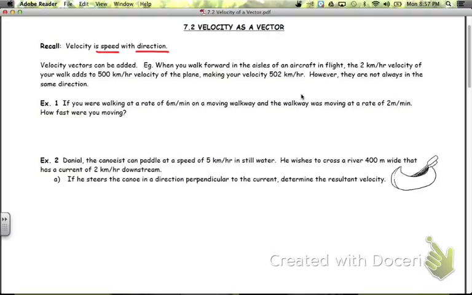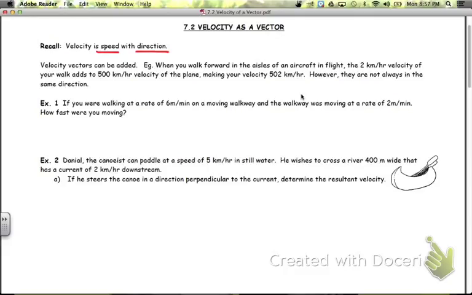when talking about velocity. So an example here, when you walk forward in the aisles of an aircraft in flight, the 2 kilometers per hour velocity of your walk adds to the 500 kilometers per hour velocity of the plane, making the velocity 502 kilometers per hour. However, they are not always in the same direction, so you need to make sure to note that.